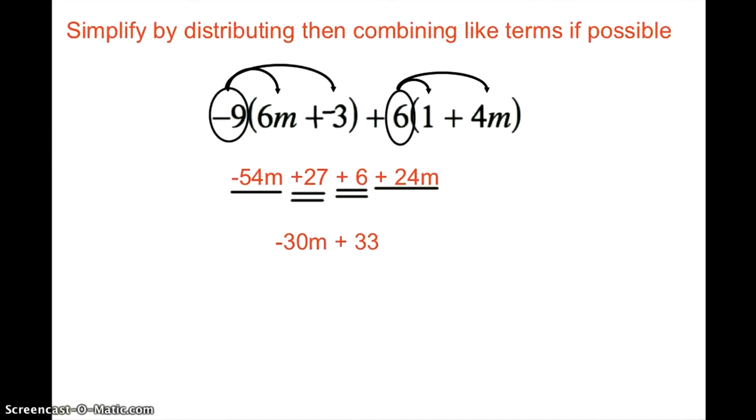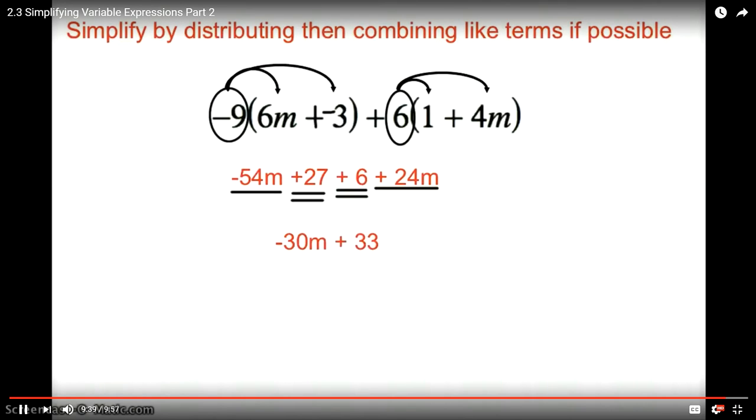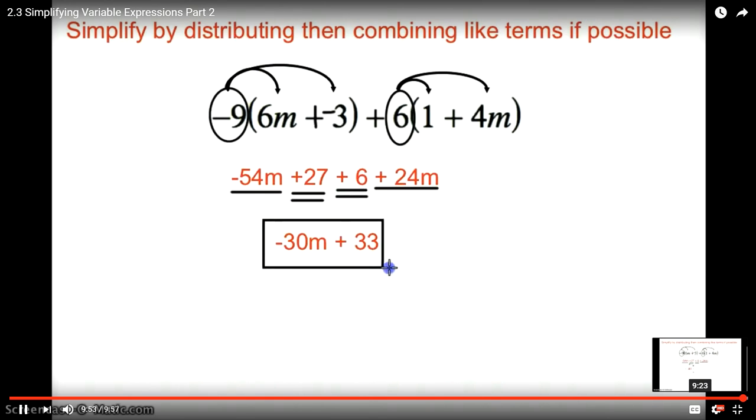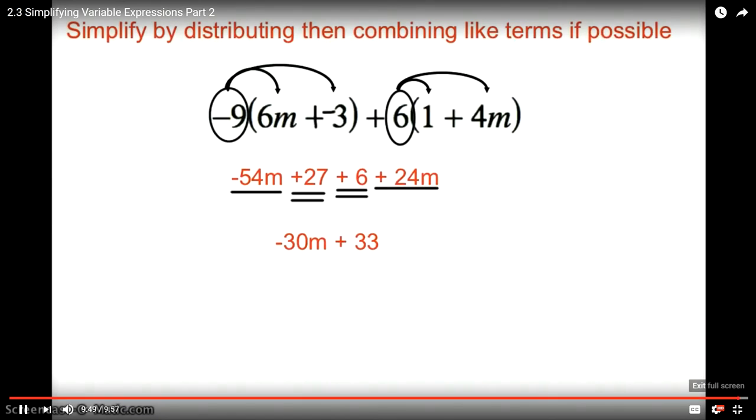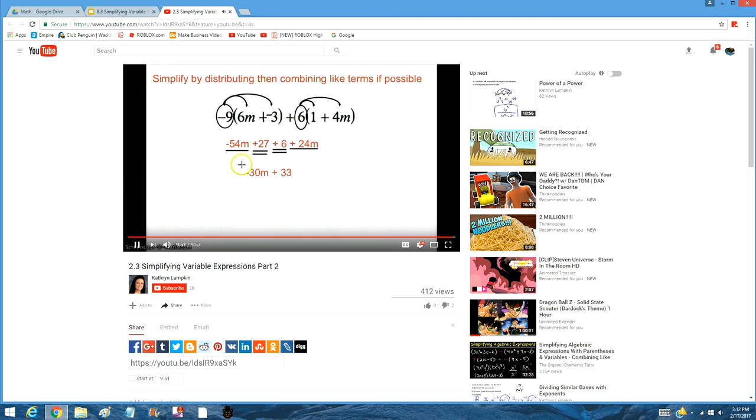I know that this is in simplest form because I've distributed. -30m plus 33 is in simplest form. That's as far as I can go. So I know that this answer is in simplest form.